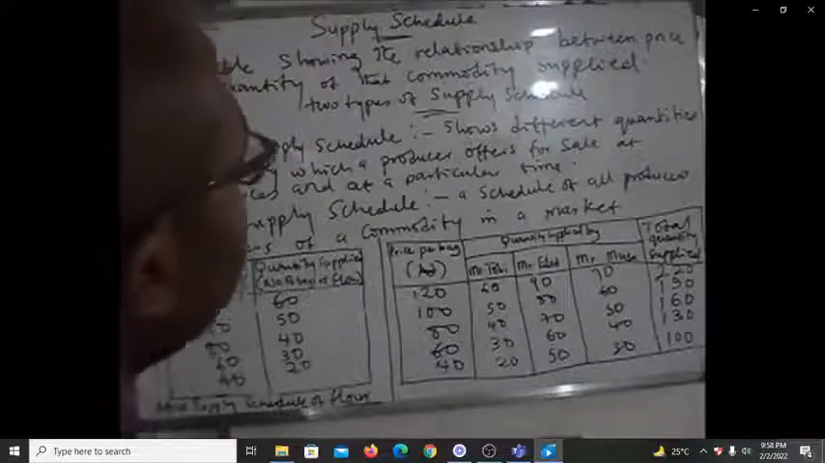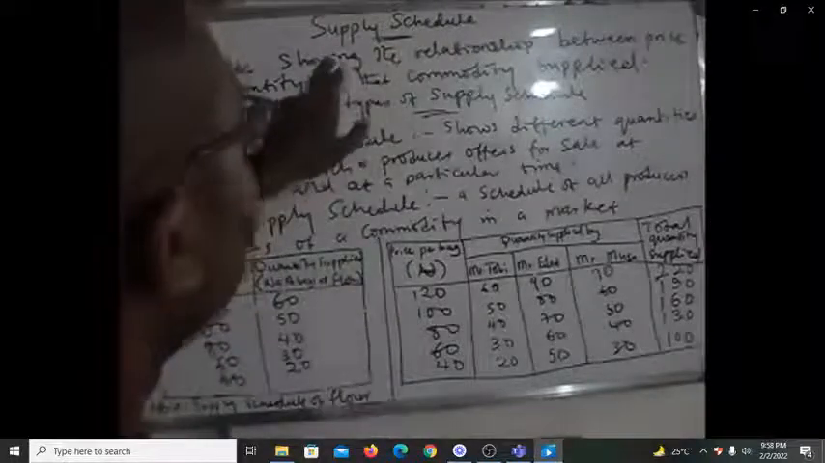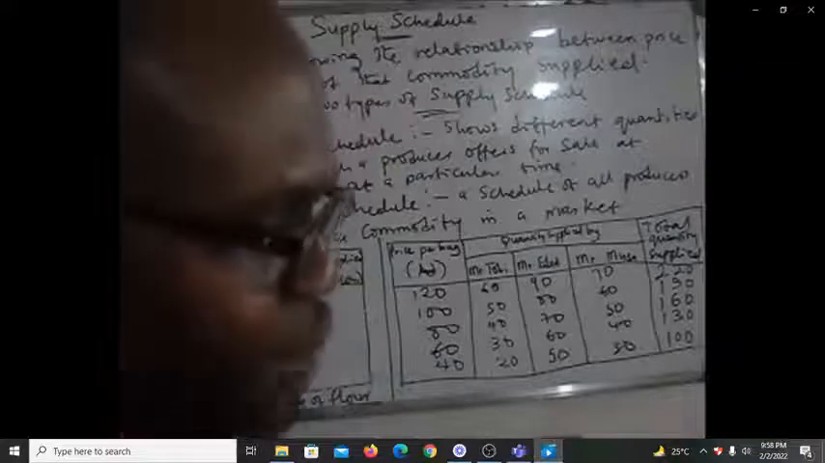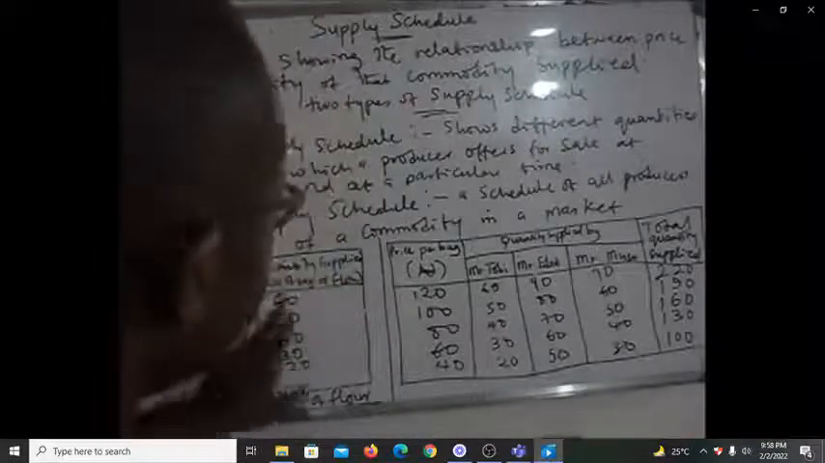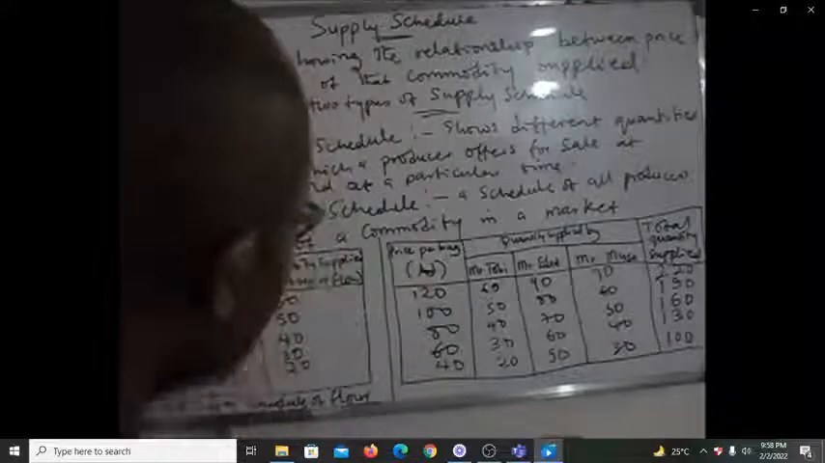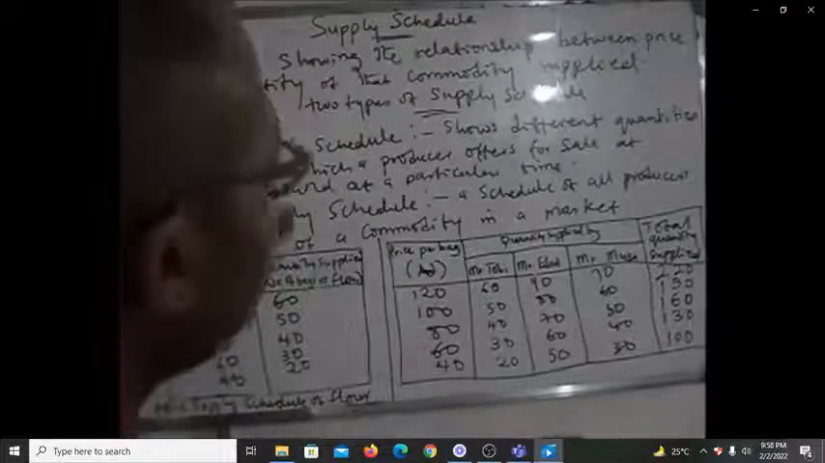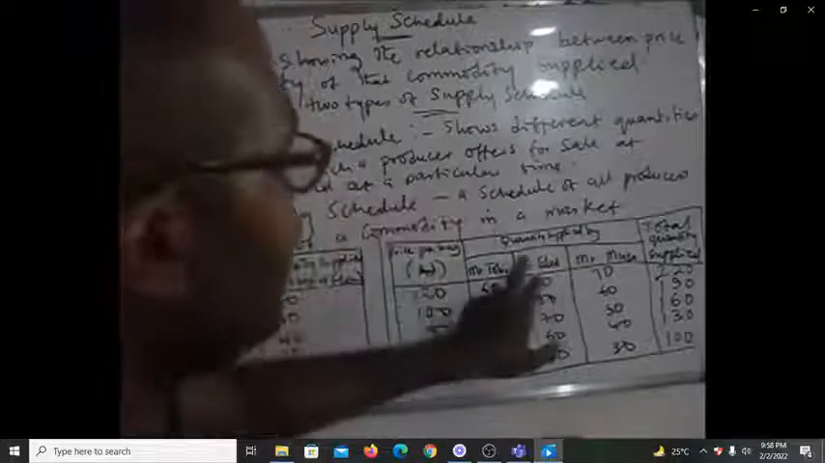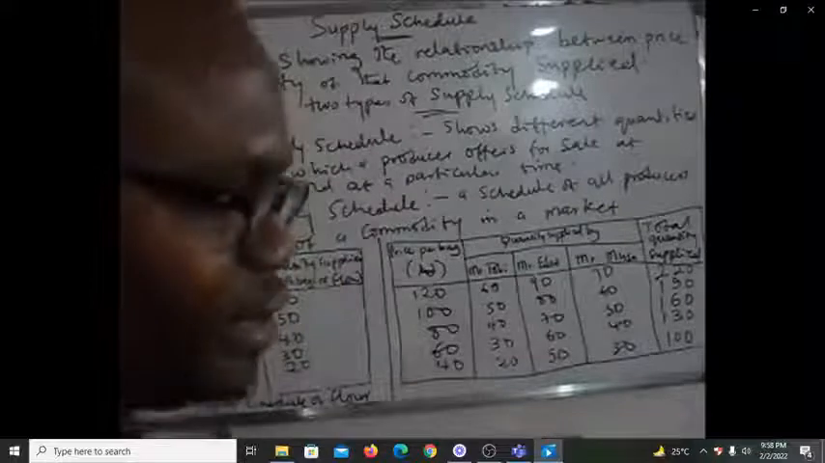So we said already that supply schedule is what? A table that shows the relationship between what? Quantity and what? Price. Is that clear? When it is for one person, we call it individual supply schedule. But when this table is for more than one person, Toby, Edet, Musa, we call it market supply schedule. Is that clear?